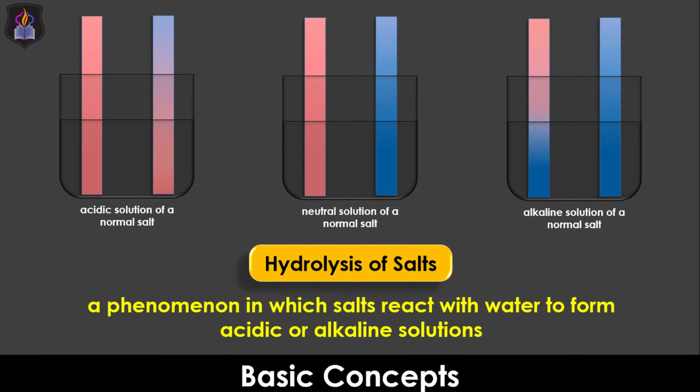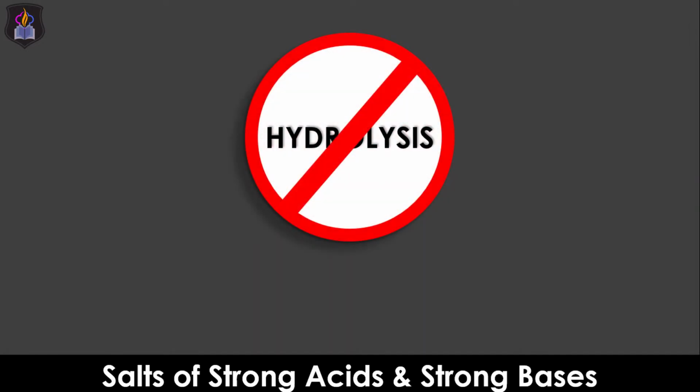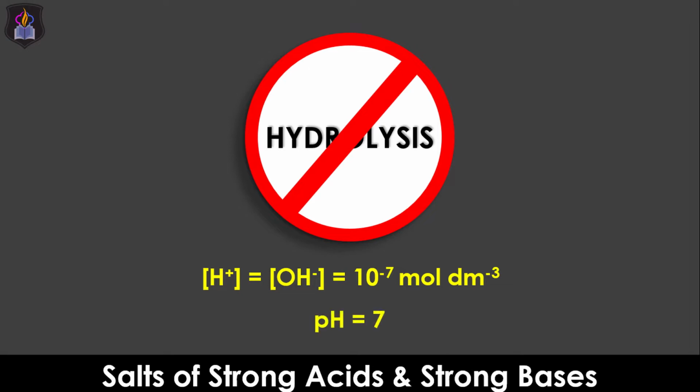So let's look at the categories of salts that can be formed based on the strength of the parent acids and bases and the effect of their dissolution on litmus paper. The first category is salts of strong acids and strong bases. Salts of strong acids and strong bases do not undergo hydrolysis because when dissolved in water, though they react with the water molecules to form their corresponding acids and bases, the equal concentrations of the hydrogen and hydroxide ions in the salt solution will counterbalance each other, thereby making the solutions neutral and their pH equal to 7.